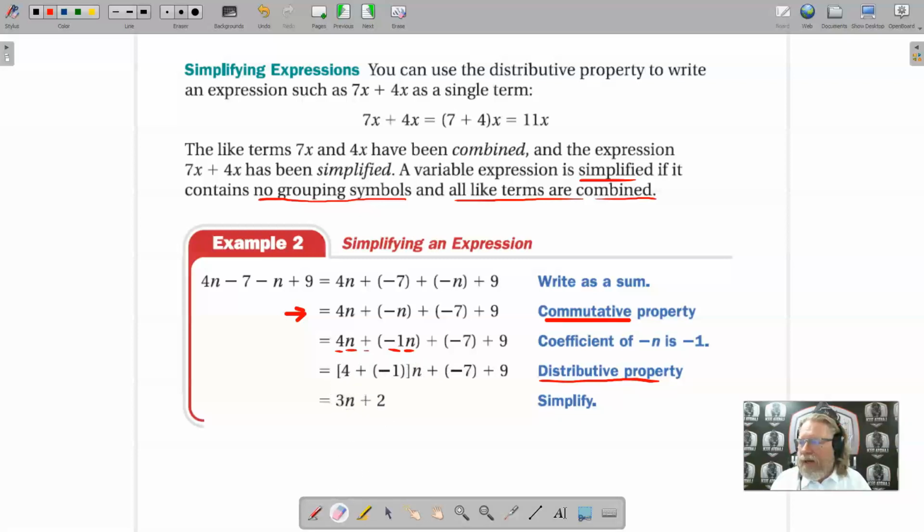Now we can go ahead and do the 4 plus negative 1. Well, that's the same as 4 minus 1, so that's 3. 3 what? The n has to go along for the ride, so we have 3n from this. And then negative 7 plus 9 is going to give us a positive 2. We now have no grouping symbols. All of the like terms are combined, so this expression here is now simplified to 3n plus 2.